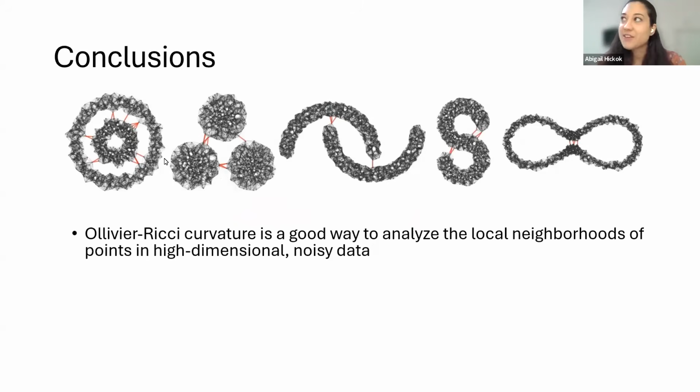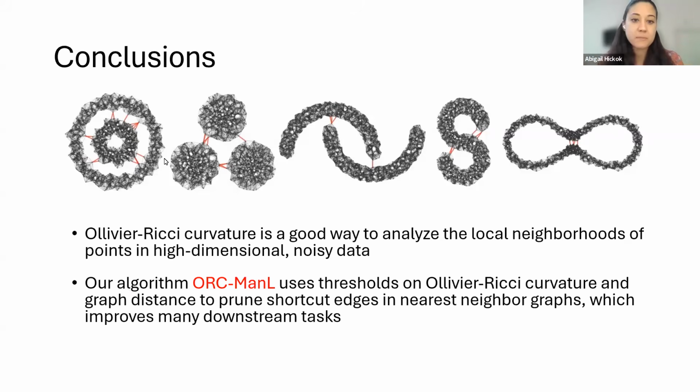I think the main idea is that Ollivier-Ricci curvature is a good way to look at the local neighborhood of a point in your high dimensional data set, and look at how well the Euclidean neighborhood reflects the structure of the local neighborhood in the manifold. Because we see that these shortcutting edges bridging distant parts of the manifold look like little bottlenecks, which is something that ORC is designed to pick up on.